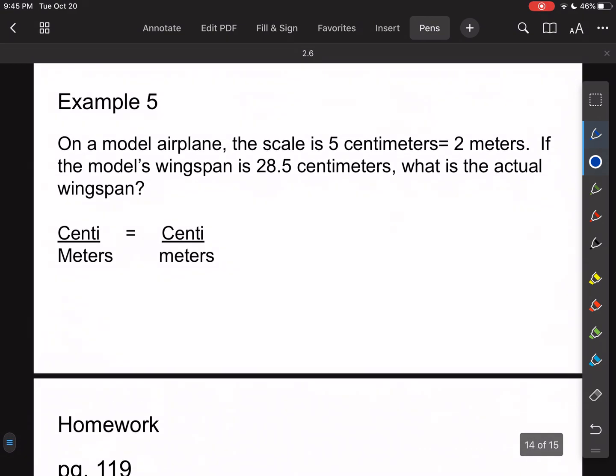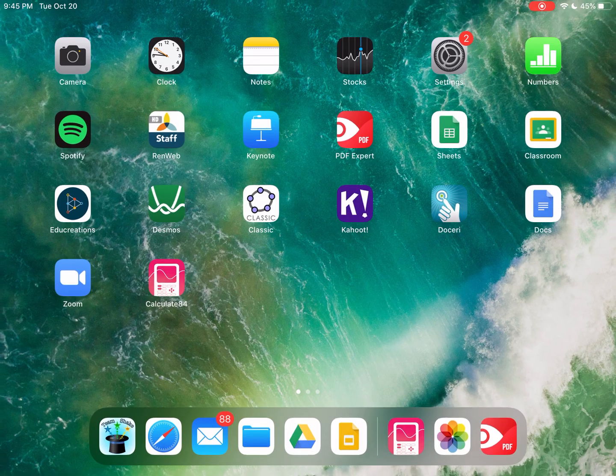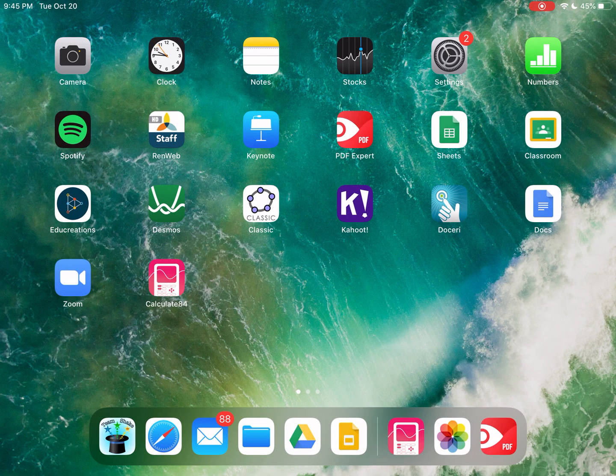Example 5 says, on a model airplane, the scale is 5 to 2, 5 centimeters to 2 meters. If the model's wingspan is 28.5 centimeters, what is the actual wingspan? Okay, so there's a couple ways we can do this. We can figure out what it is for 1 and then use that little conversion. Or we can just say, okay, 5 centimeters over 2 meters is equal to 28.5 centimeters over x meters, and then cross multiply.